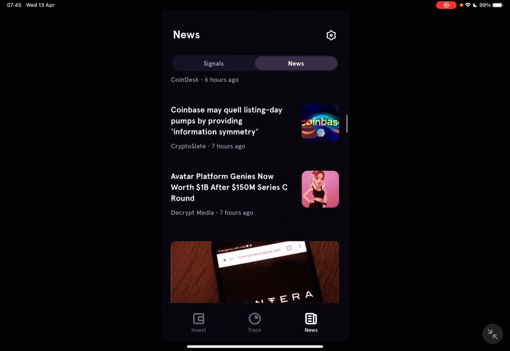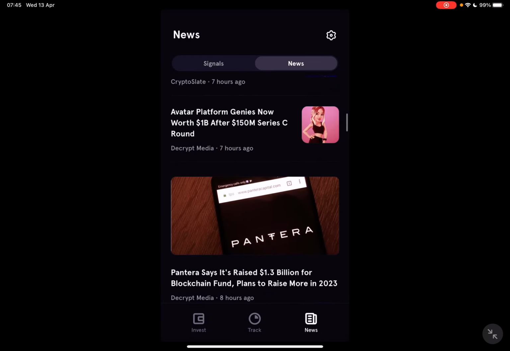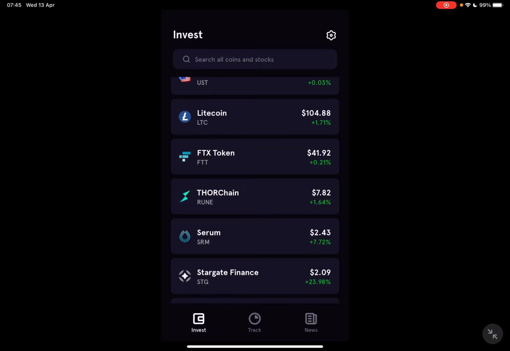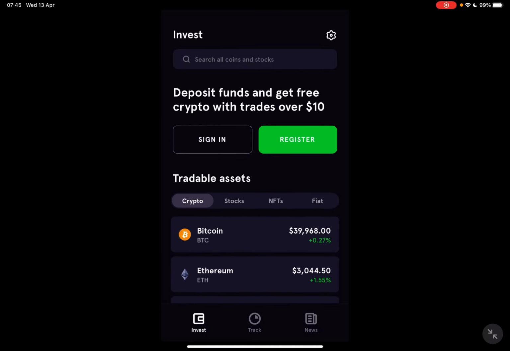So let's jump into it. First, open the FTX app, then go to the invest section, which is on the left side of the screen. In the invest section, you have two ways to invest in cryptos.